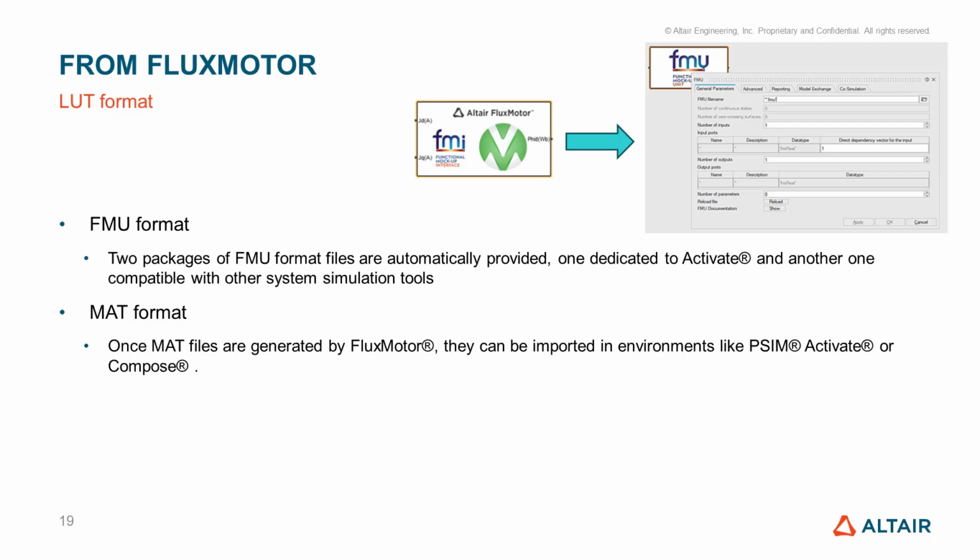Here are some details about the different formats that we currently have available in Flux Motor. The first one is the FMU format. There are two FMU formats. The first one is dedicated to Activate and PCM, and the second format is generic, compatible with other system simulation tools. The second possibility is to generate directly a mat format or mat file. This mat file can be implemented in environments like PCM, Activate or Compose.